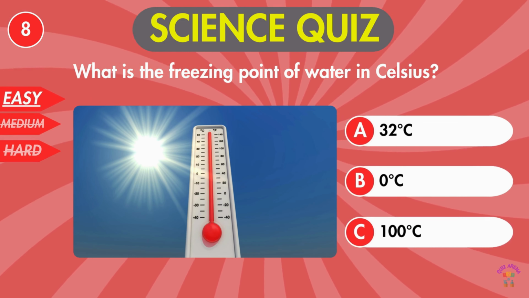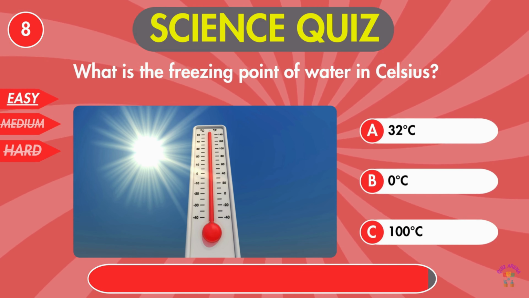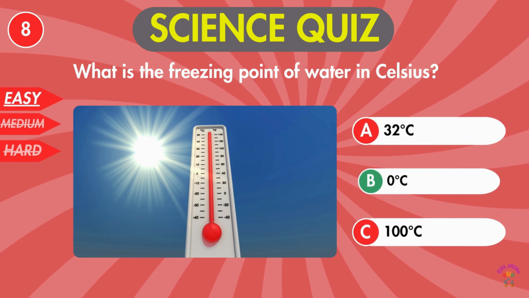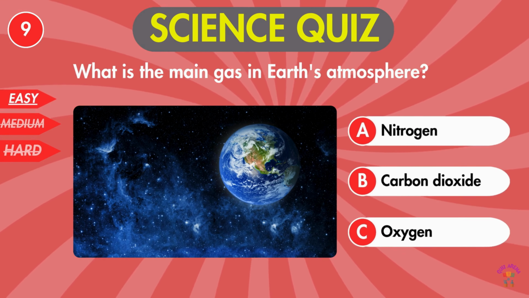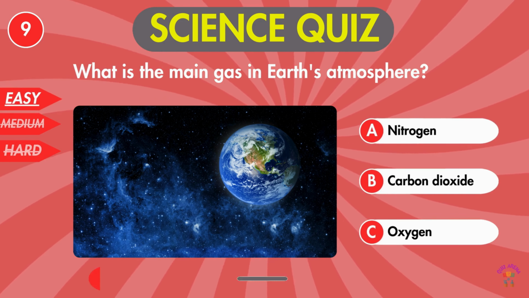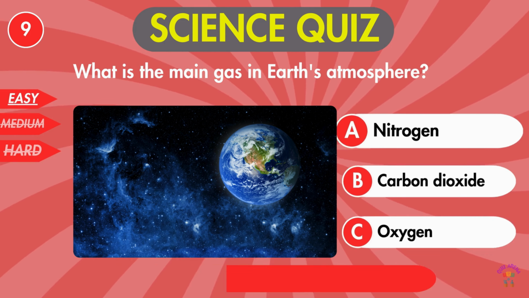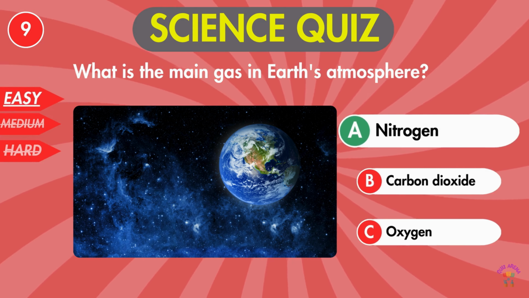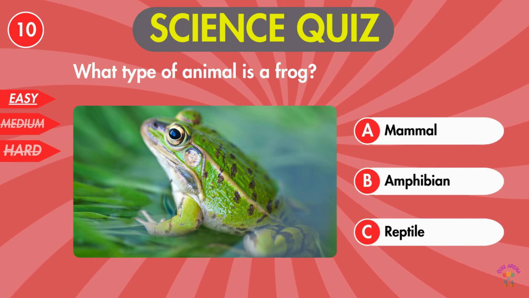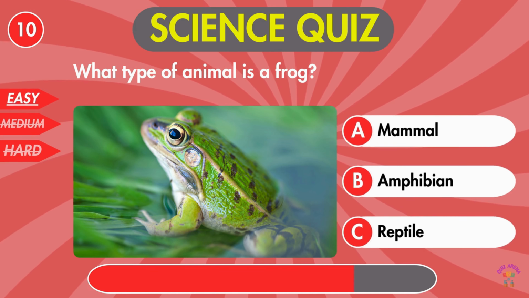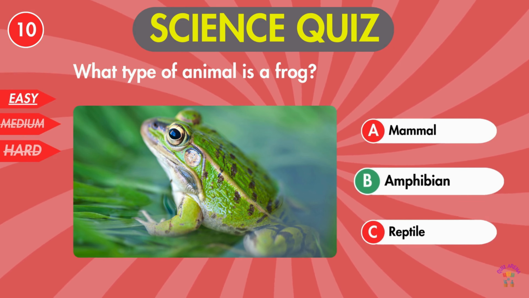What is the freezing point of water in Celsius? 0 degrees Celsius. What is the main gas in Earth's atmosphere? Nitrogen. What type of animal is a frog? Amphibian.